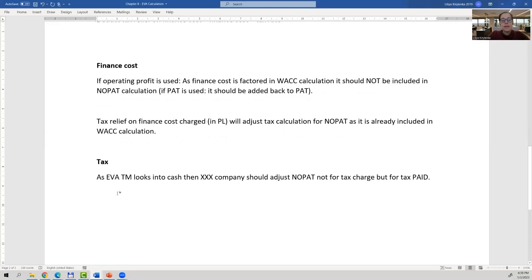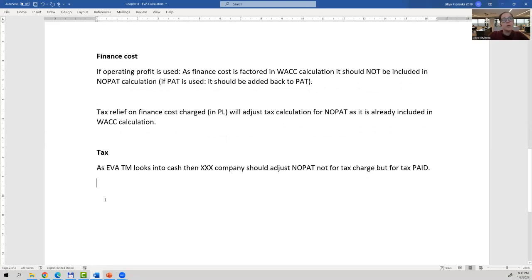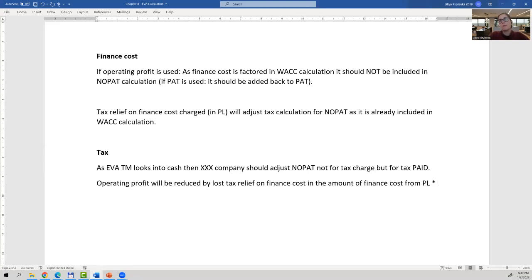Okay, now what does it mean? It means that we will always need to reduce operating profit by lost tax relief on finance cost. So operating profit will be reduced by lost tax relief on finance cost in the amount of, and we take finance cost from PL multiplied by tax rate.